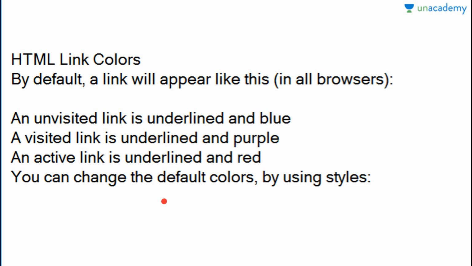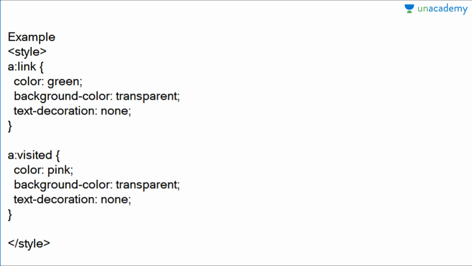By default, these are the colors assigned by HTML to these links. By using styles, that is a CSS property, you can change the colors of these links. Ahead, we will read about how to change the colors of these links so that it is beneficial for us and we can make our website more attractive by changing these colors.